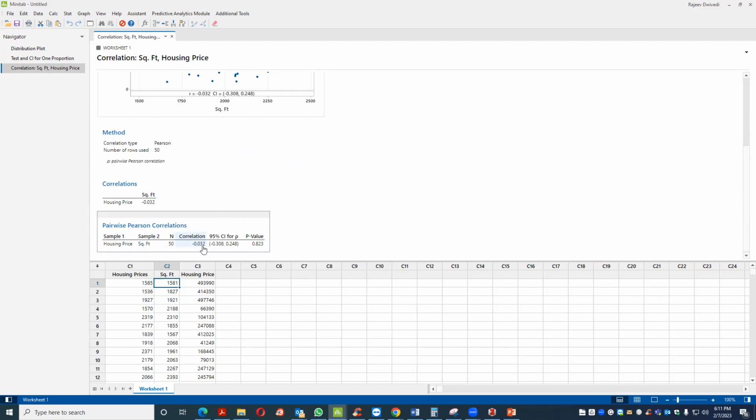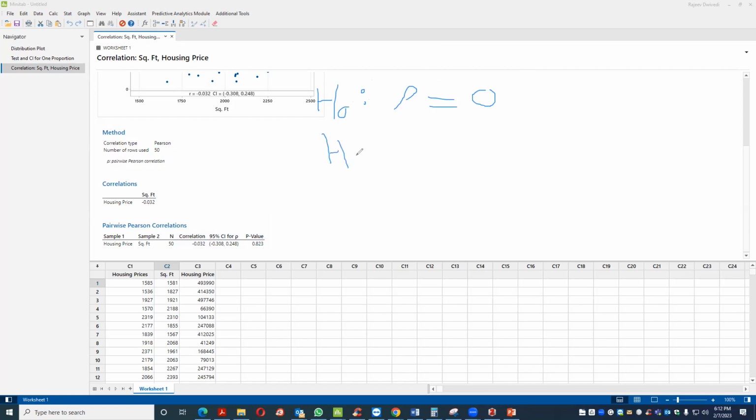How can we say this? There is a hypothesis which I will show you. Correlation is close to 0. Correlation ranges from -1 to +1. And the p-value is 0.82. The null hypothesis says, let me put it, rho equal to 0, H0. This is for correlation.